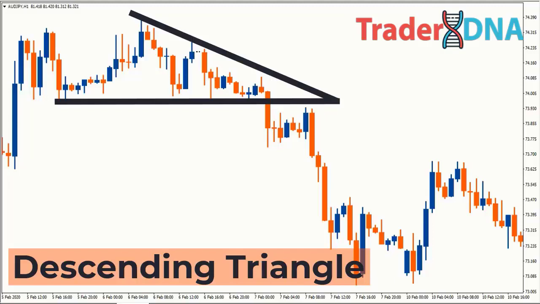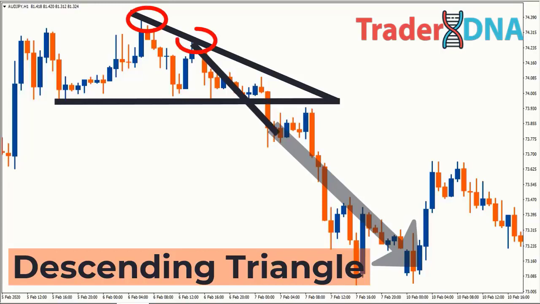Descending triangles can be identified from a horizontal line of support and a downward sloping line of resistance. Eventually, the trend will break through the support and the downtrend will continue. As you can see, the descending triangle has a series of lower highs approaching support area.